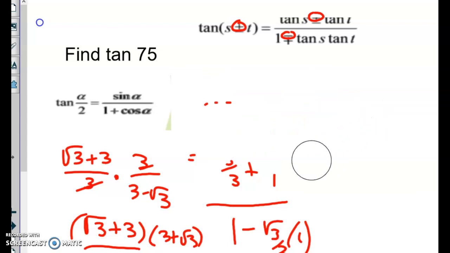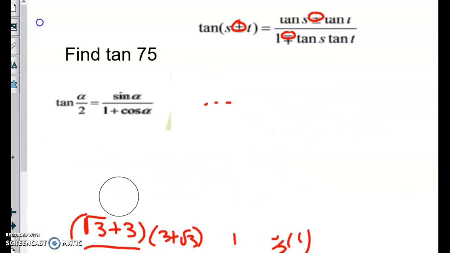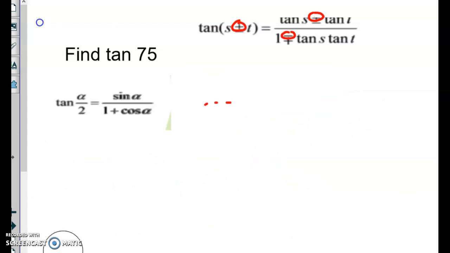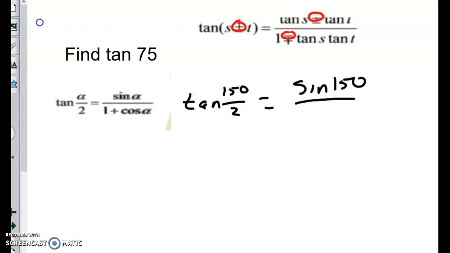Well, I know that this is tangent of 150 over 2 equals the sine of 150 over 1 plus the cosine of 150. So use the half angle formula to do the same thing.